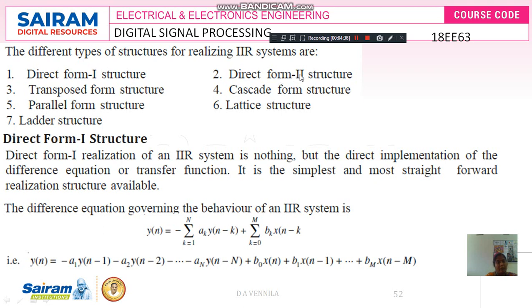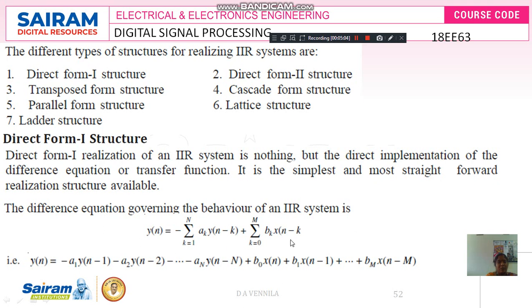When compared to direct form 2, the delay elements and number of multiplies will be reduced in transposed form. So that is why we are going for the different types of structures to implement the IIR filter. Direct form 1 realization of IIR is nothing but the direct implementation of the difference equation or transfer function. It is the simplest and most straightforward realization. It is nothing but your direct form 1 structure.